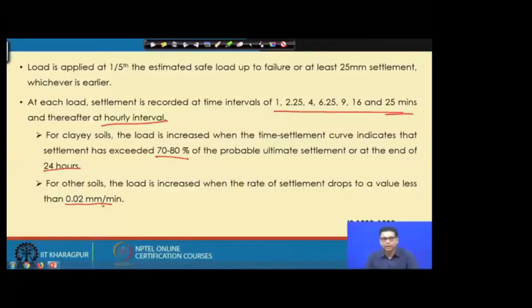But if it is granular soil, the limit is 0.02 millimeter per minute. So, if your settlement rate reaches this limit or is less than that, that means the change in settlement is 0.02 millimeter per minute, then we will stop. For the sand we will get this very early because most of the settlement is immediate. As I mentioned, this test is suitable for granular soil, but we can do this test in clay also.